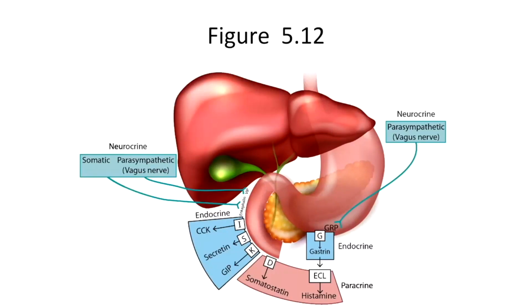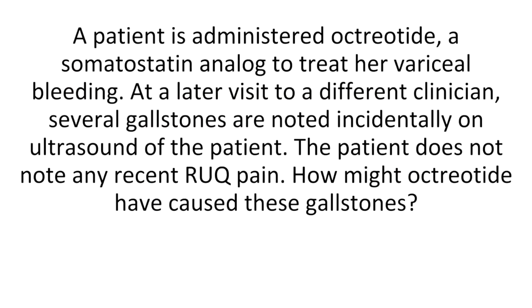So here again is figure 5.12 from your text, and somatostatin, which is a paracrine hormone, will diffuse and inhibit the release of essentially all of these hormones. So let's do some questions to apply this. A patient is administered octreotide, which is a somatostatin analog, to treat her variceal bleeding. At a later visit to a different clinician, several gallstones are noted incidentally on ultrasound of the patient.